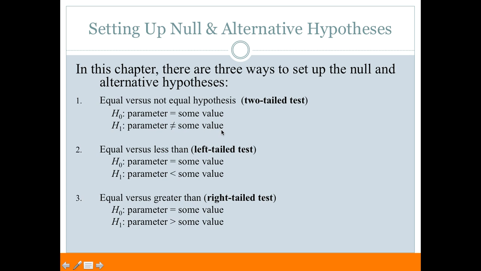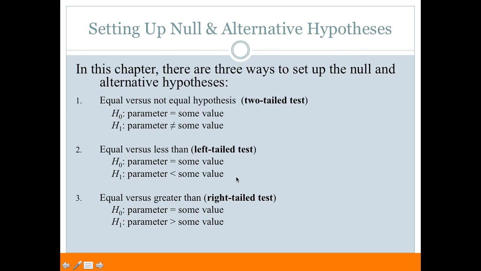Now, the alternative hypothesis is the one that changes. So for the two-tailed test, the alternative hypothesis is that the parameter is not equal to some value. So we don't necessarily know if it's increased or decreased. We just are thinking that it's different, okay?